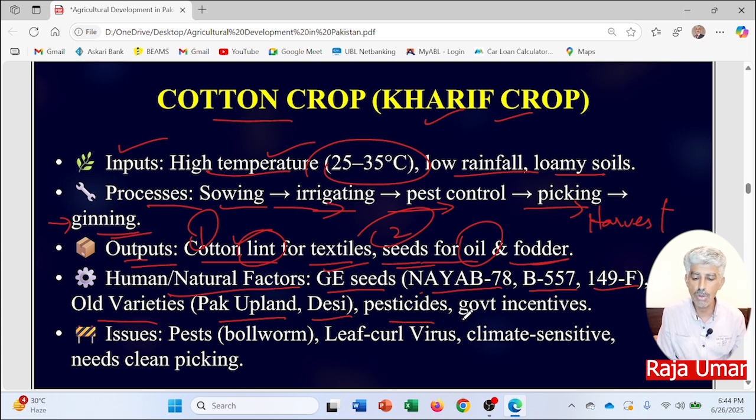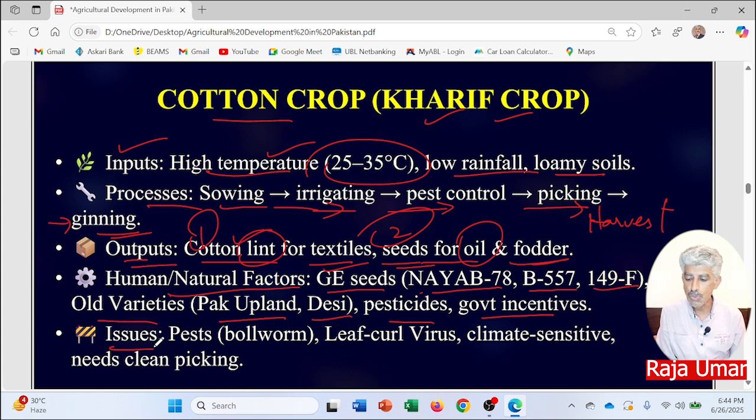Pesticides are sprayed on the crop to prevent or save it from pest attack, and government incentives are given to those farmers who have grown the cotton crop, as it is really very important for Pakistan. It is the basic raw material for the cotton textile industry, which is the most important export product of Pakistan. So to increase exports, the government gives incentives to the cotton crop growers.